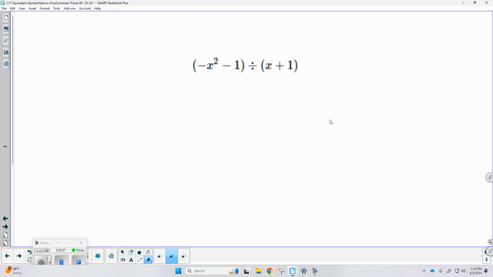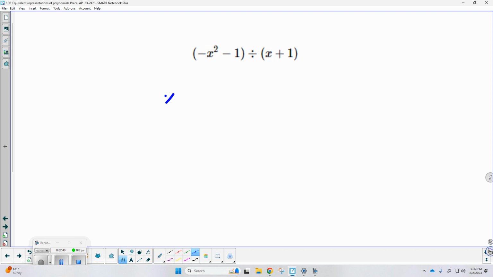All right. Okay, so with this, let me set it up. I've got my divisor, x plus 1, and I want to divide it into my dividend, negative x squared minus 1. So x plus 1. Now, you remember, I did mention yesterday, and that's kind of why I was drawn towards this problem. This is not in your notes. It's just kind of a recap from yesterday.